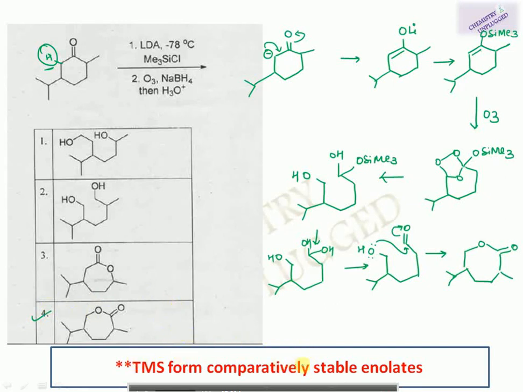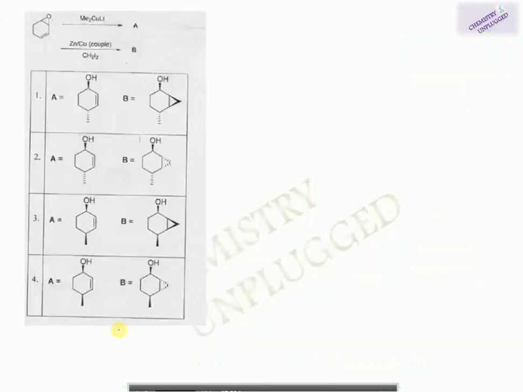Then we will take another question. In the first step we are using an organocuprate compound. Then in the second step we are using zinc copper couple in the presence of CH2I2. So the reaction is very simple. It will show conjugate addition, and it will basically give you Me minus.